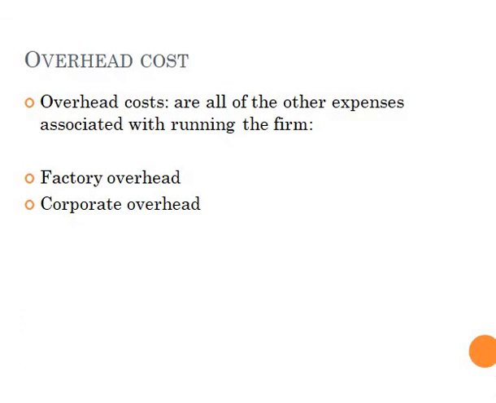Now the last type of costs is related to overhead. Overhead is the other expenses associated with running the firm. Okay, we have been addressing the shop floor or the production floor only, but this is not the only department that I have in my company. So we have to take into consideration the other costs or other expenses of running it. So we have two types of overhead. We have the factory overhead and we have the corporate overhead. Let's see what's the difference.